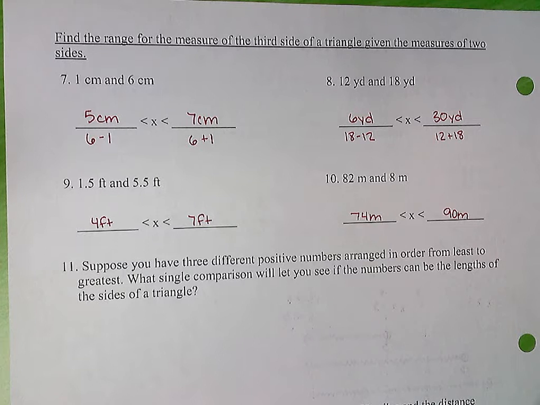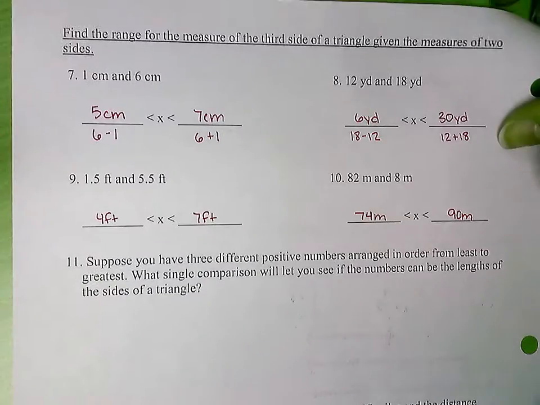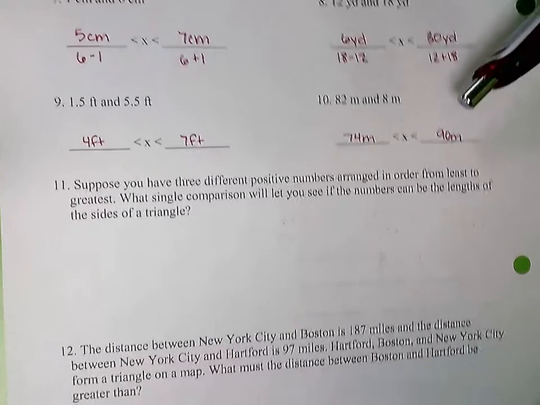All right. So these are the answers that you should have gotten for 9 and 10. So number 9, your third side should be between 4 and 7 feet. For number 10, your third side should be between 74 meters and 90 meters.